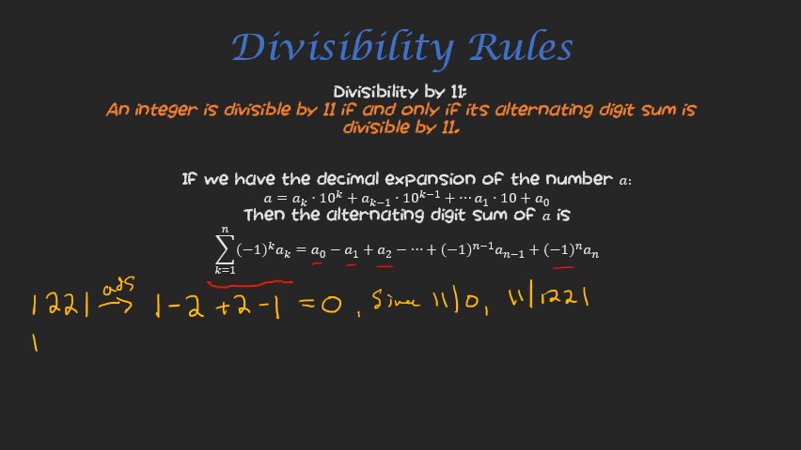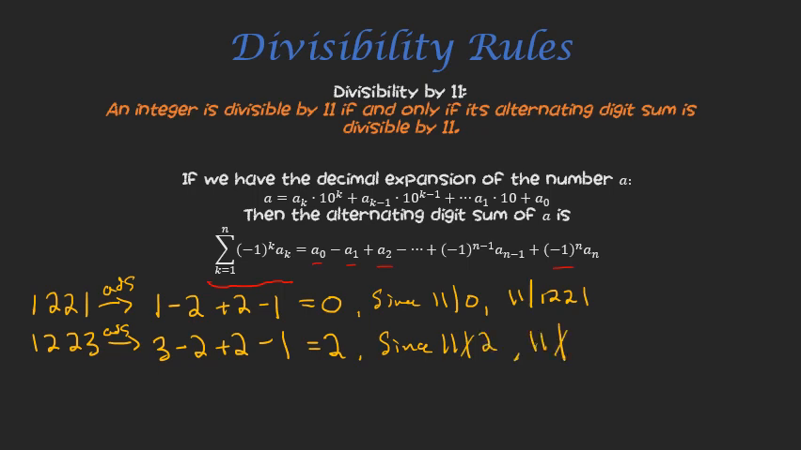If we take something like 1223, we can take its alternating digit sum. Here we'd get 3 minus 2 plus 2 minus 1. So what would that be? That's 1 plus 1. We would get 2. And in this case, since 11 does not divide 2, 11 does not divide 1223. So this is a test for divisibility by 11, and we get to do it both ways because, of course, we have an if and only if. So really, we're using the contrapositive of one direction for this one.